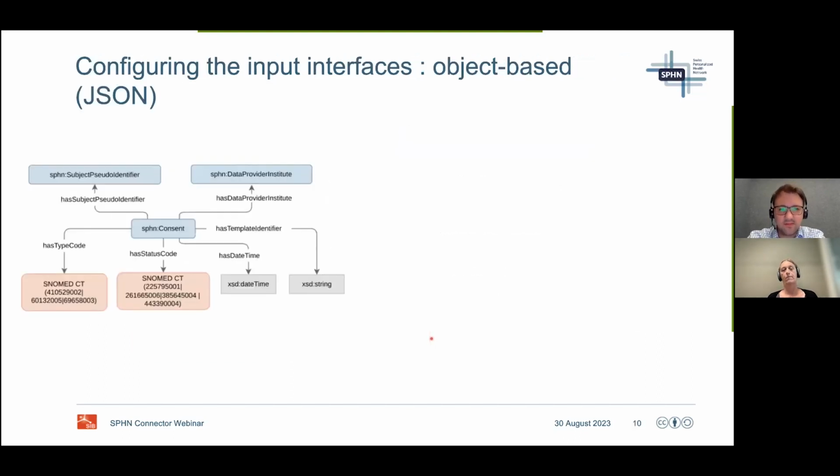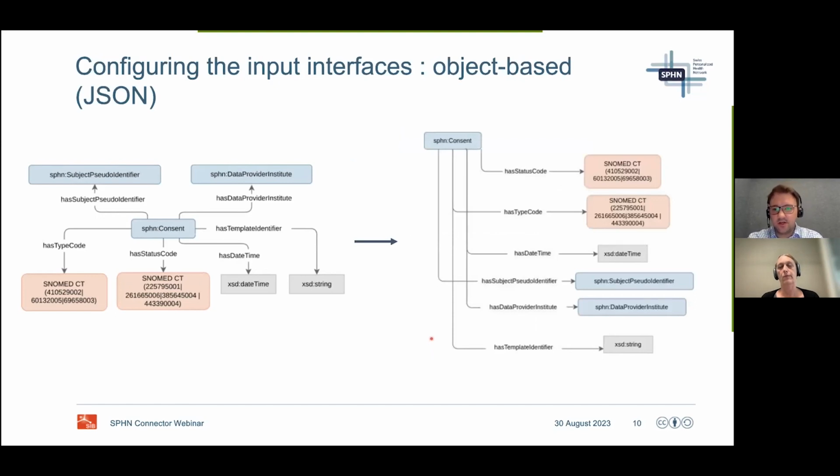We built some input interfaces, and one is an object-based input interface, explicitly in JSON notation. When we take the consent, you can think of bending some edges so that it looks like something object-based. Here you see a more or less hierarchical representation of the very same things. You have the consent, then certain properties attached to this object in the object world of JSON, and then we have the different values.